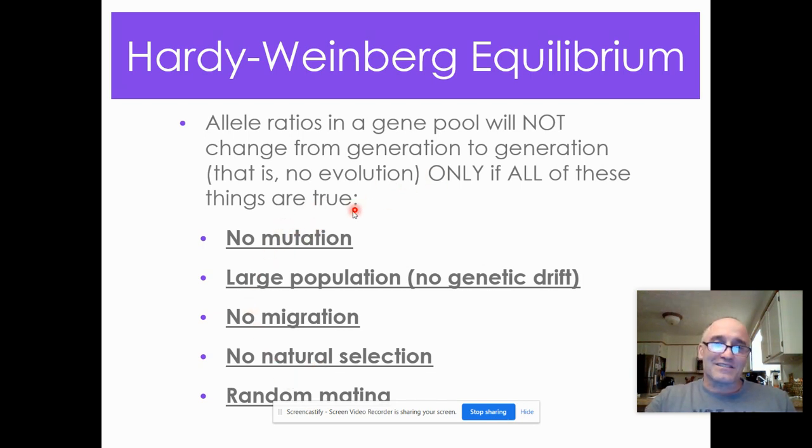What this is saying is that if there were to be genetic equilibrium, these things would have to be true. There could be no mutations. The population would have to be really large so that there would be no genetic drift. There could be no migration, no natural selection, and there would have to be random mating. There could not be any selection of mates. So for a population to be at genetic equilibrium, these things would have to be true.